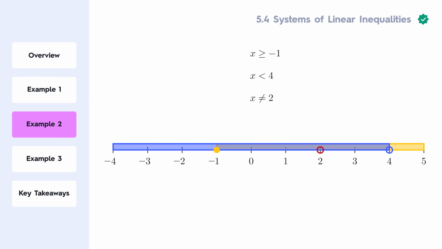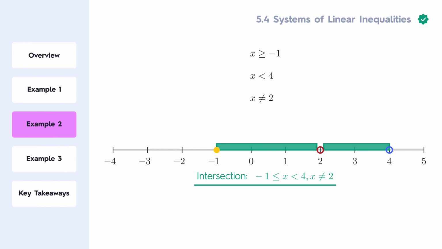The solution set is where the shading for x greater than or equal to -1 and x less than 4 overlaps, but we need to exclude x equals 2. So, our final solution will be all values from -1 up to, but not including, 4, while skipping the value 2. Now, we can represent the solution to this system of inequalities.